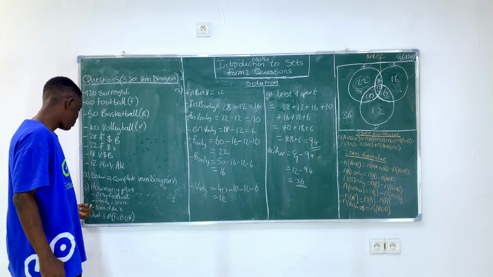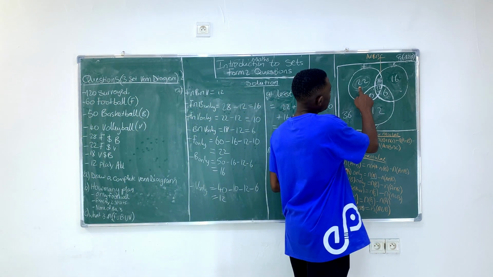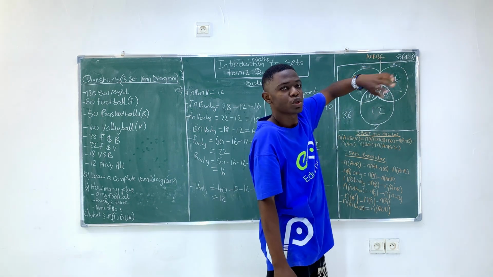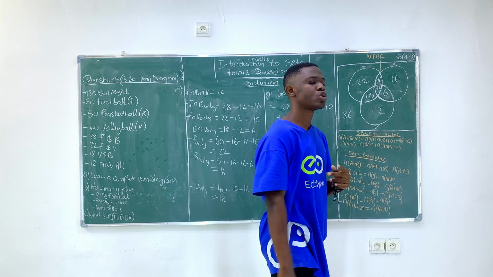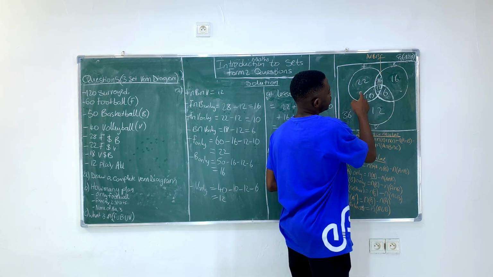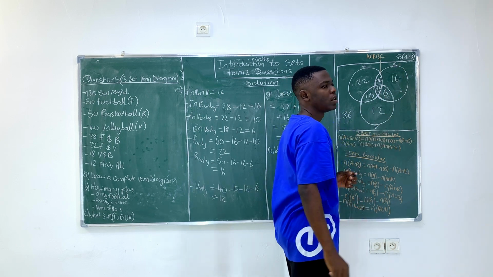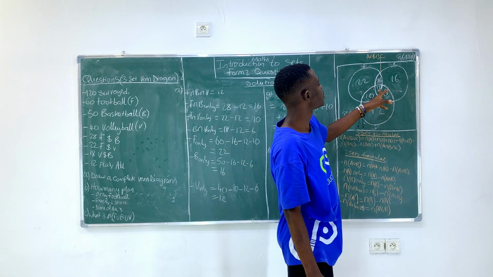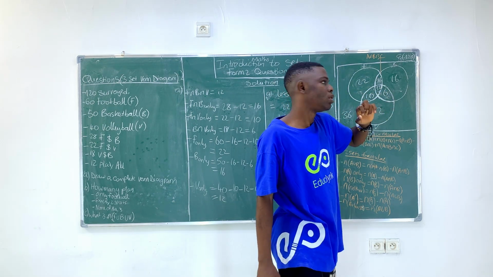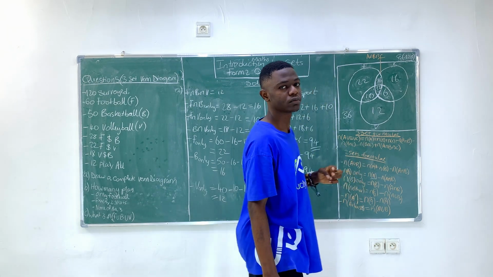Then how many play exactly 2 sports? So now, how many play exactly 2 sports? For 2 sports, you will see the people that play 2 sports where 2 intersections meet. You see here F and B meet. Here F and V meet. And here B and V meet. But you don't add this one here, because it is where all the intersections meet. So you add up everything where 2 intersections meet.